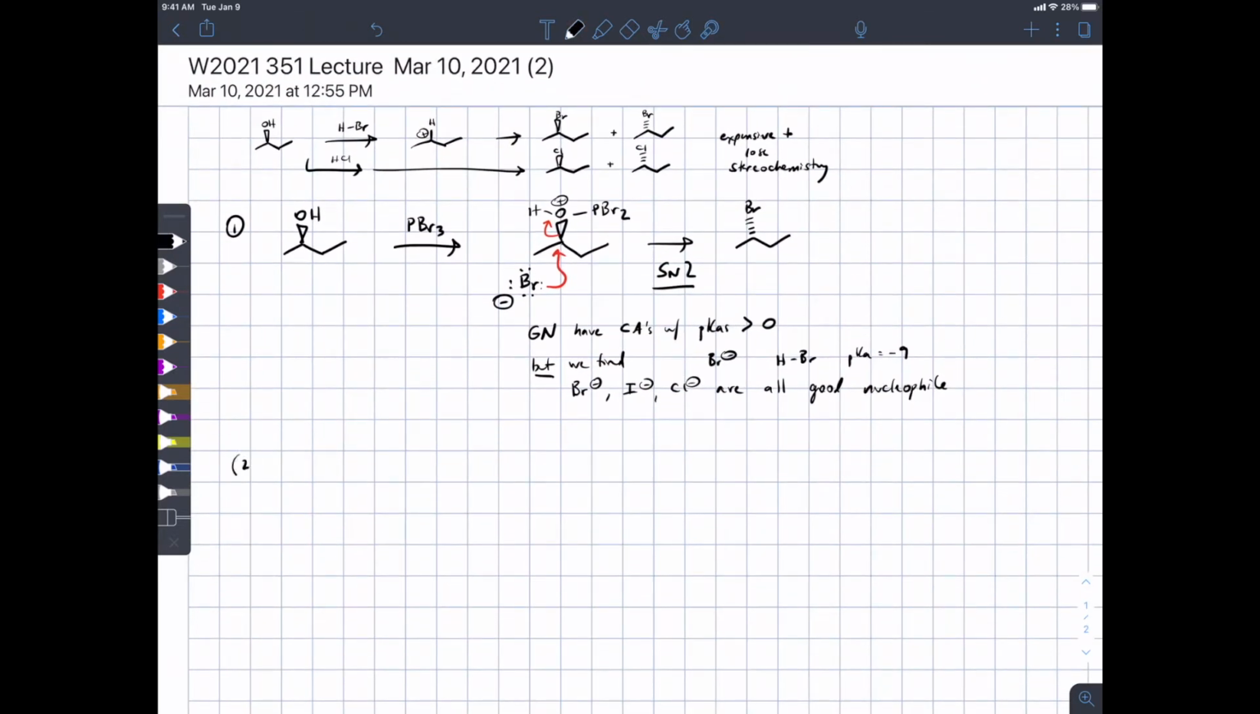The second reaction that we introduced had similar results and went through a similar mechanism. Thionyl chloride, or SOCl2, and pyridine give you the chloride with inverted stereochemistry. Another thing that came up in office hours today was whether there's cases where you would use one versus the other.